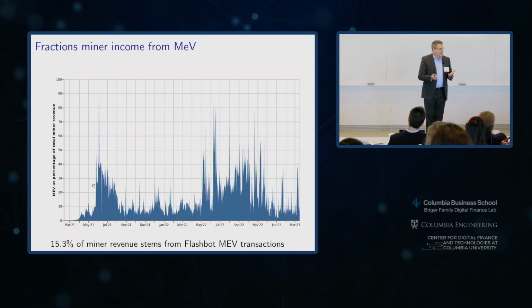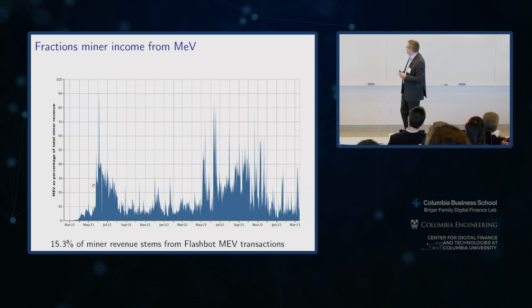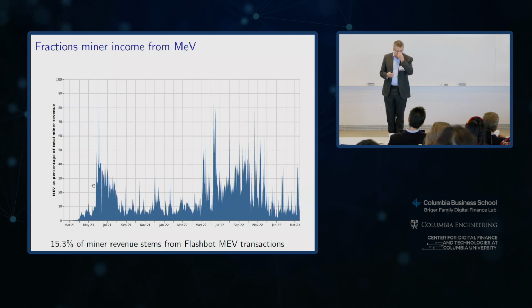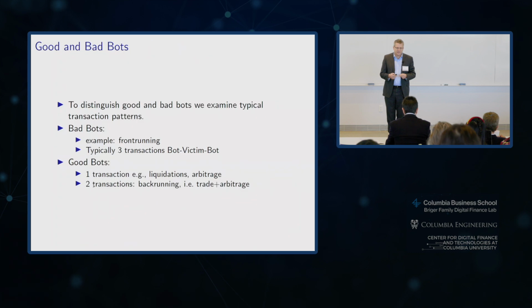So I want to show you a little bit about how much of this fee revenue, miner revenue, comes from the MEV transactions. Here we mostly focus on the Flashbots data, so as we collect more data, this might change. We have about 15% of the miner revenue that comes from MEV transactions.